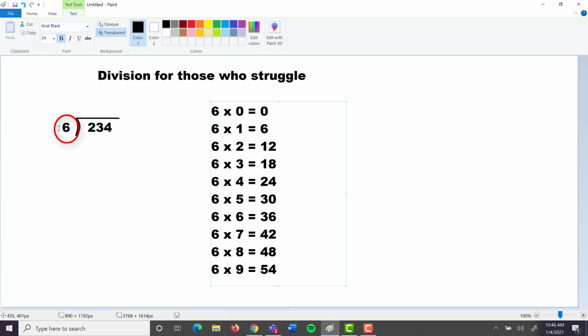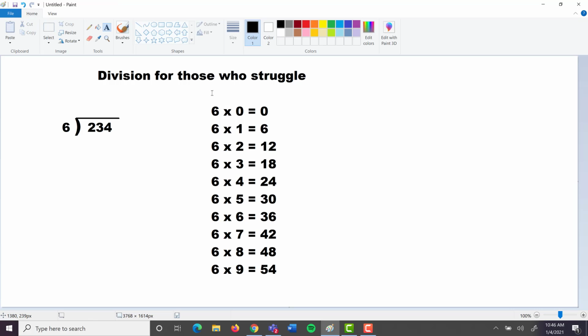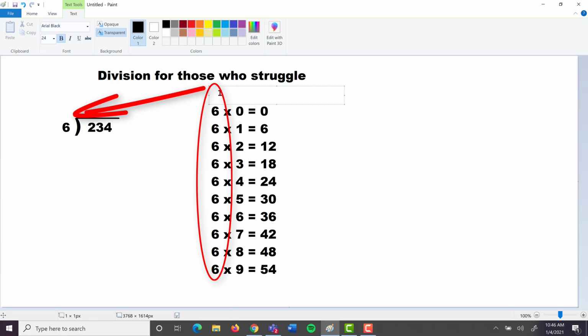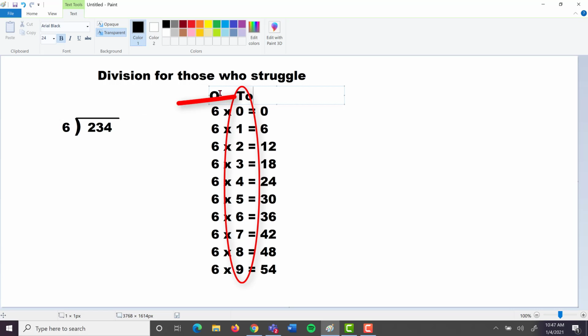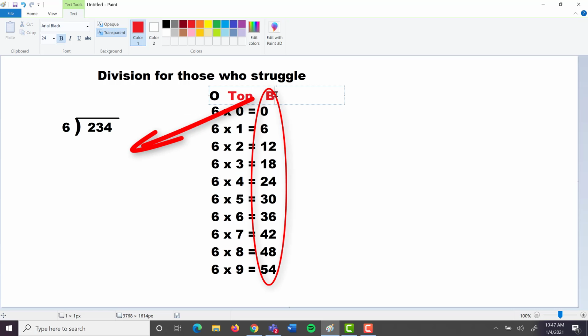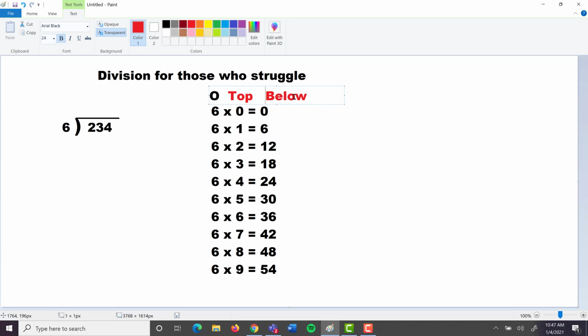So whatever the divisor is, the number on the outside of the bracket, you're just going to count up by that using your fingers and fill in these answers. Okay, so now as we find these, we got to know where they go. I'm going to tell you that the first number is always the outside. This number is always what goes up top. And this number goes below. It's essentially your answer. And this is going to make sense in just a minute.